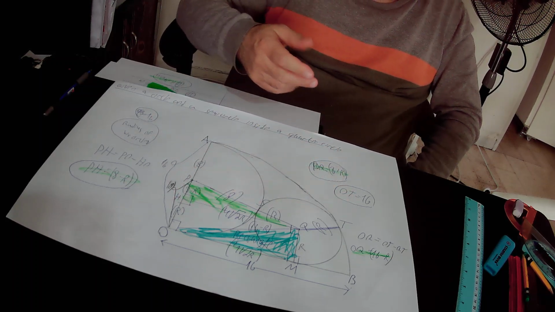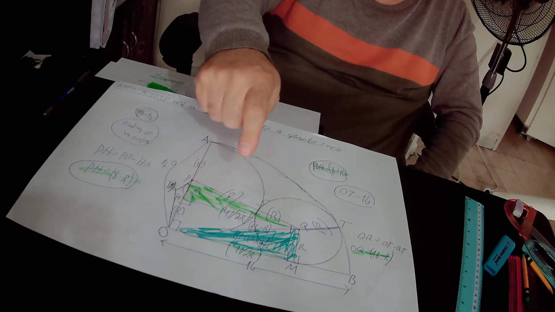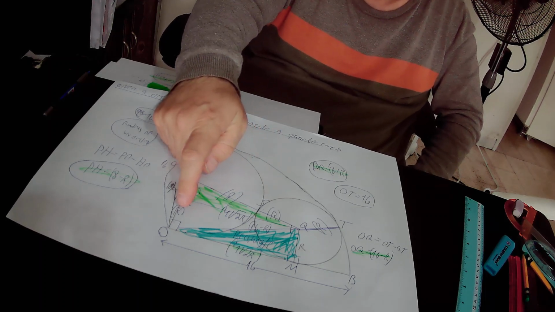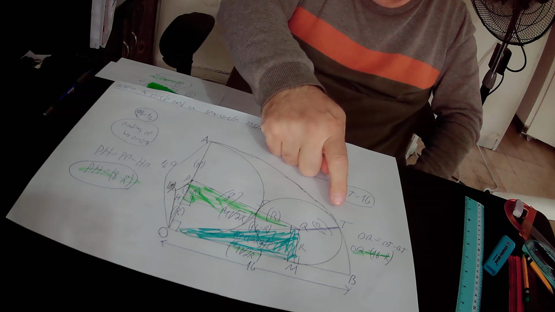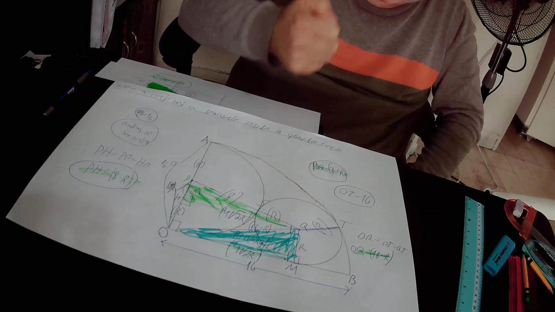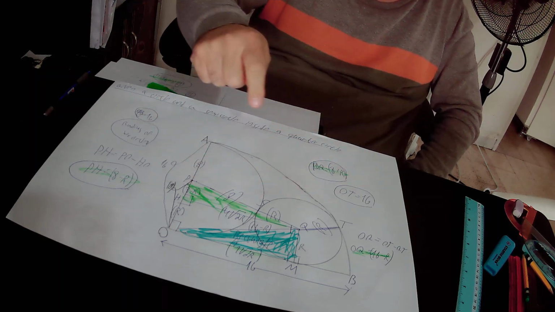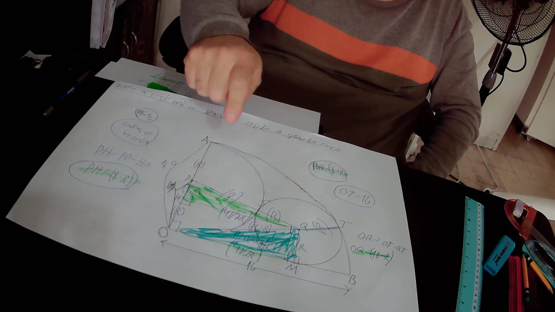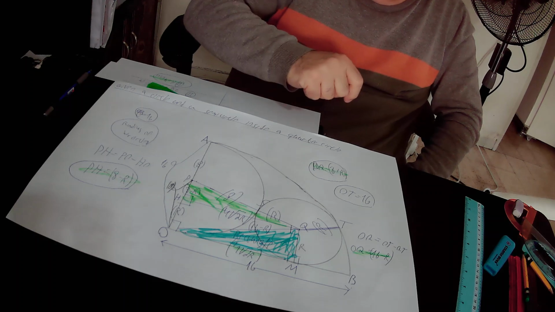But what is the definition of the straight line OT? The straight line OT starts from point O, the center of the quarter circle, and ends at point T, a point on the quarter circle itself. So this is exactly the definition of a radius. Therefore, OT is the radius of this quarter circle, which is equal to 16 units according to what is given in the question.